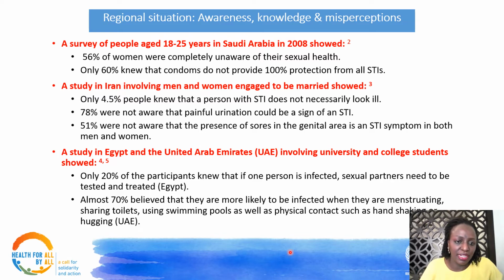We also looked at another study in Egypt and the United Arab Emirates involving university and college students, and this showed that only 20% of the participants knew that if one is infected, sexual partners need to be tested and treated, and almost 70% believed that they are more likely to be infected when they are menstruating, sharing toilets, using swimming pools, as well as physical contact, such as handshaking or hugging.